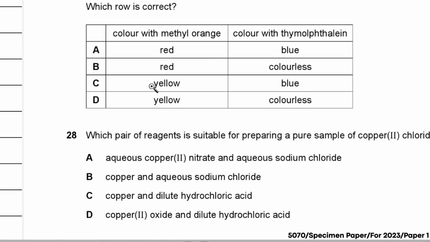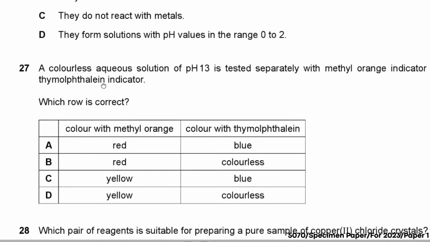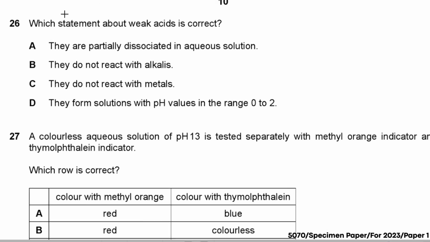Okay, so moving on to number 26. Which statement about weak acids is correct? They partly dissociate in an aqueous solution. Yes. They do not react with alkalis. No. All acids react with alkalis. They do not react with metals. No. Weak acids do, but they do it slowly. Different solution pH values ranging from 0 to 2. No. They are much closer to 7, like 5 or 6. So the answer is A.